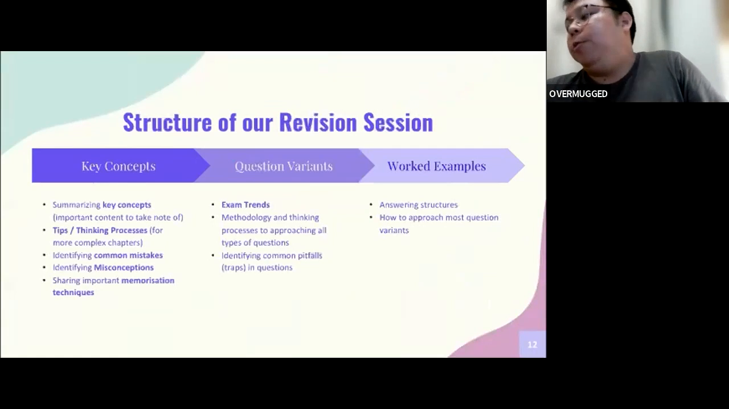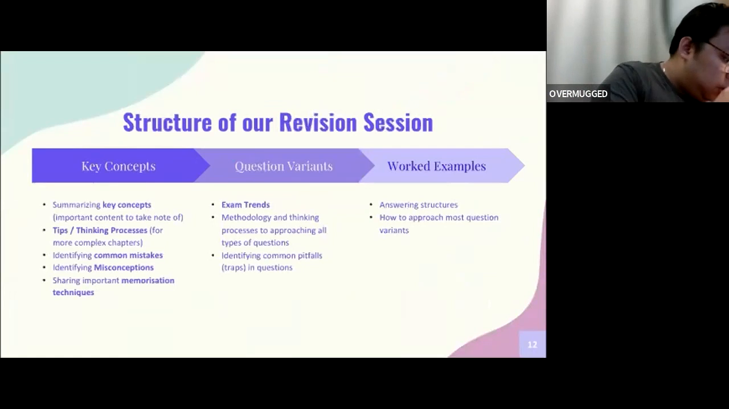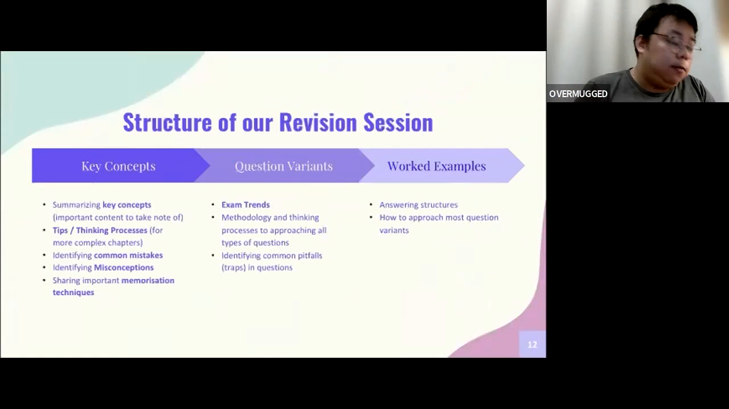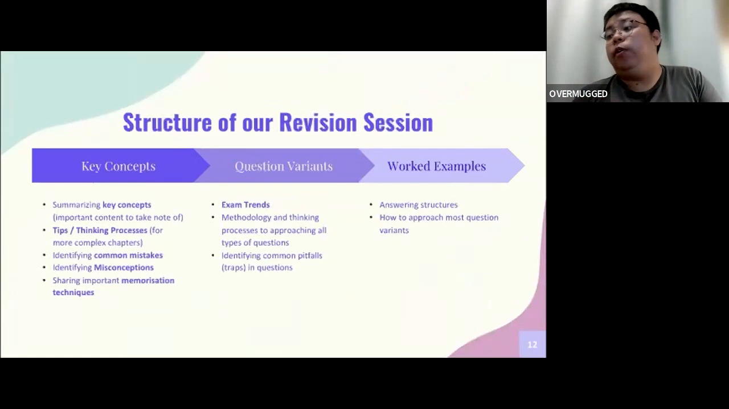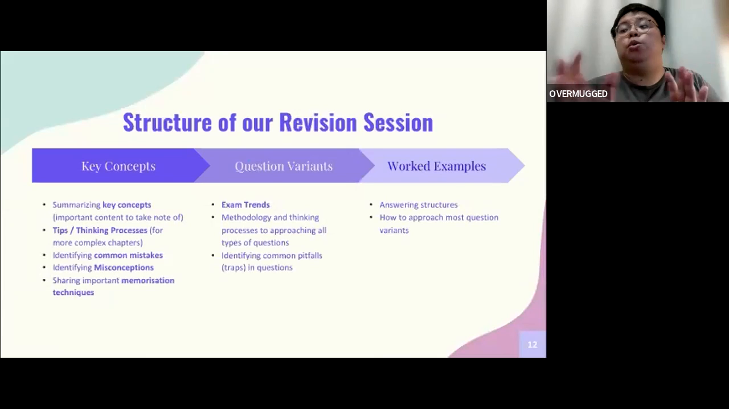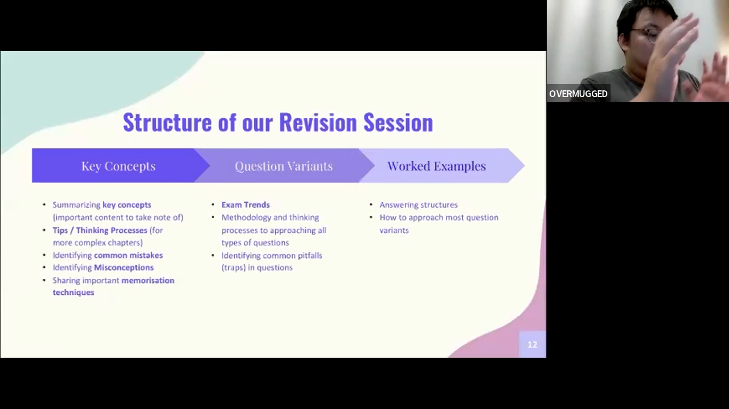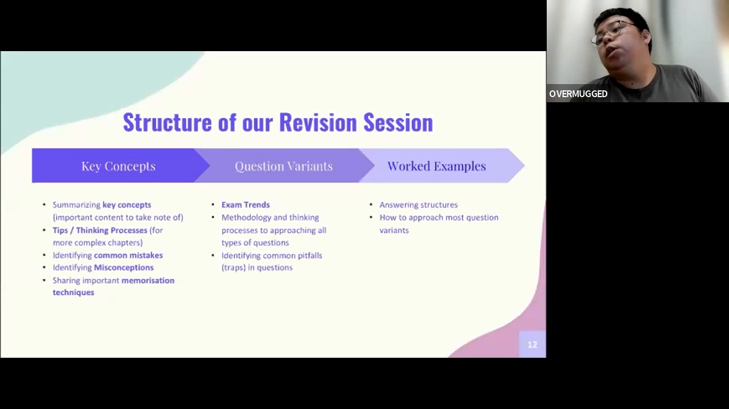So this is the structure of my revision session. I'll be summarizing all of the key concepts. I'll guide you through some of the thinking processes that I have while doing questions. I will identify common mistakes and also some misconceptions. There are many in these 5 topics, so I feel that these are things that I need to stress in case some schools do not stress them to you. I will also share some question variants. I'll describe how I'm going to do that in a while. I also have some worked examples scattered around, not a lot, but a few, and I'll use them to go through some of the concepts that I'm interested in.